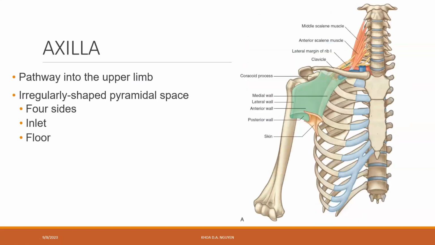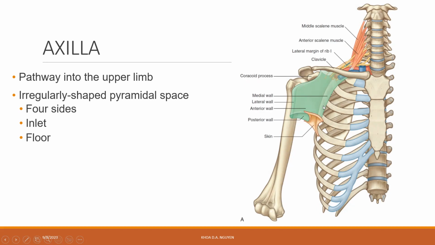Okay, and now let us move on to the axilla. The axilla, in colloquial terms, is the armpit. This is the pathway into the upper limb. Many neurovascular components from the thoracic cavity over here can get through this space right here, which is the axillary fossa, or the axilla, in order to get into the upper limb right here.